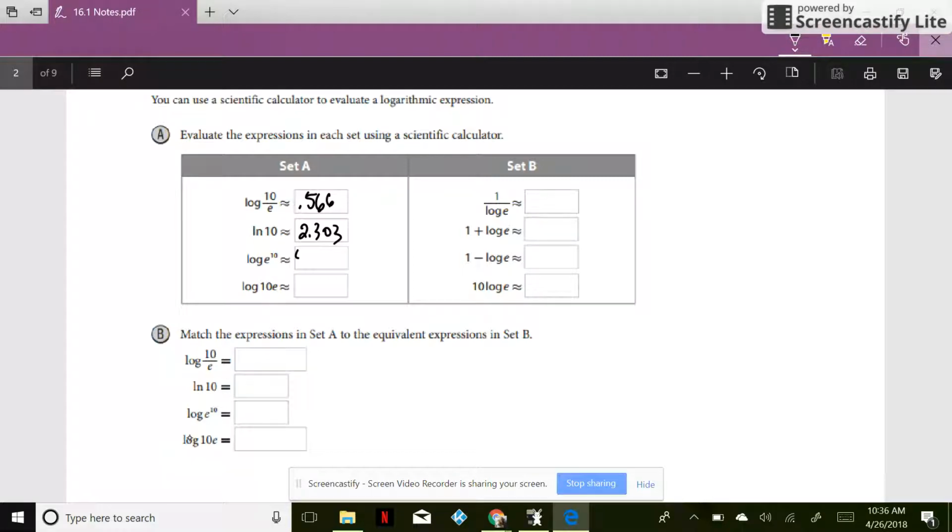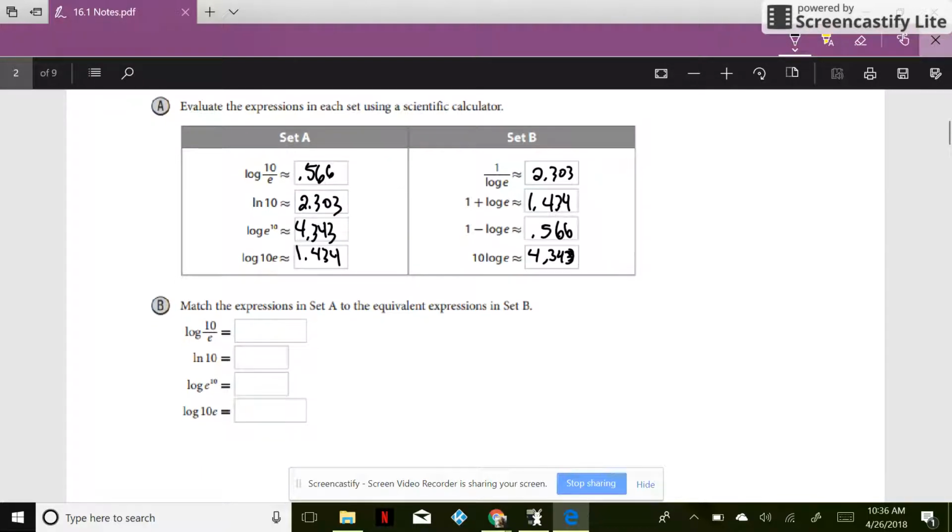2.303, 4.343, 1.434. And then here in step B, we've got 2.303, 1.434, 0.566, and then 4.343. So you'll notice in set A and set B, some of these values are the same.